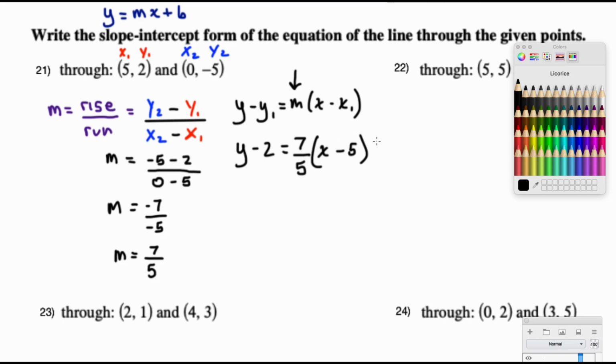Now, let's distribute the 7/5 in, and that's going to give me 7/5 x minus, okay, what's 7/5 of negative 5? Well, that's just going to be negative 35 divided by 5, which is negative 7. Add 2 to both sides. Nearly there. y equals 7/5 x minus 5. Okay, and we can see this is our y-intercept here, negative 5, and our slope is 7/5. So we can graph that if we needed to.